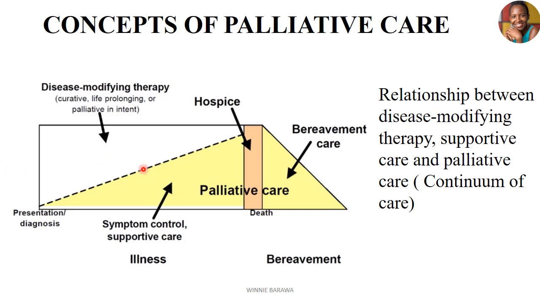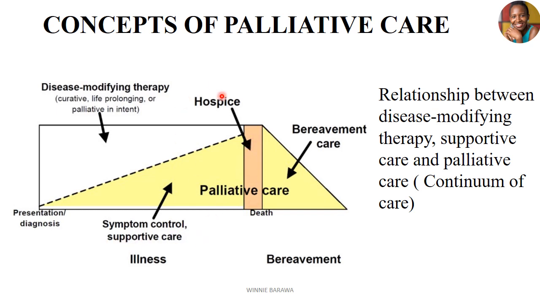So this is a clearer picture of the continuum of care. We are talking about disease modifying therapies where the disease has been diagnosed, there are symptoms that are clearly presenting, and the patient is on curative, life prolonging treatment, and we are treating this disease in regards to its symptoms. But again, you discover that maybe the prognosis is not that good, so you can have now implementation of palliative care, checking on symptom control, supportive care, and so on.